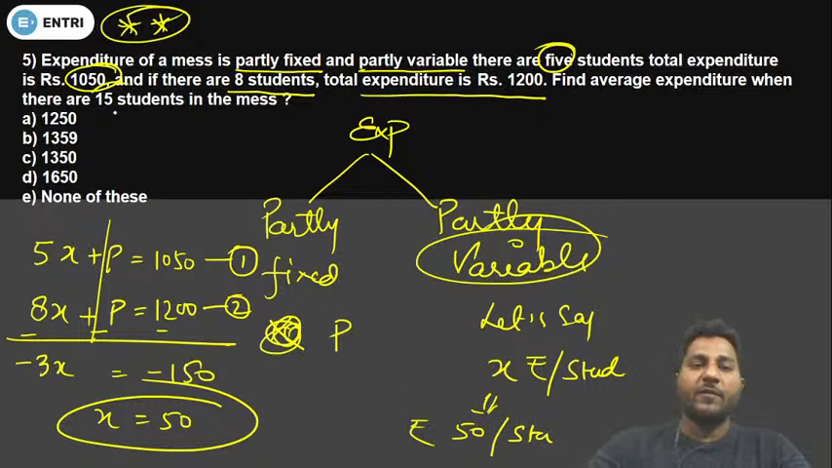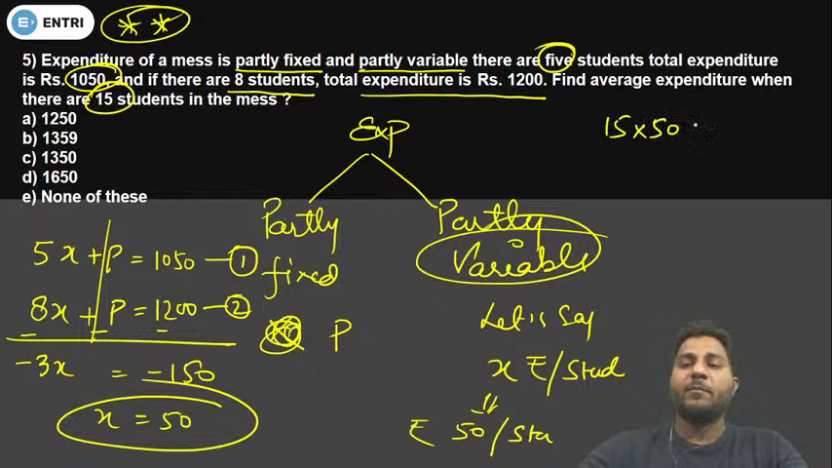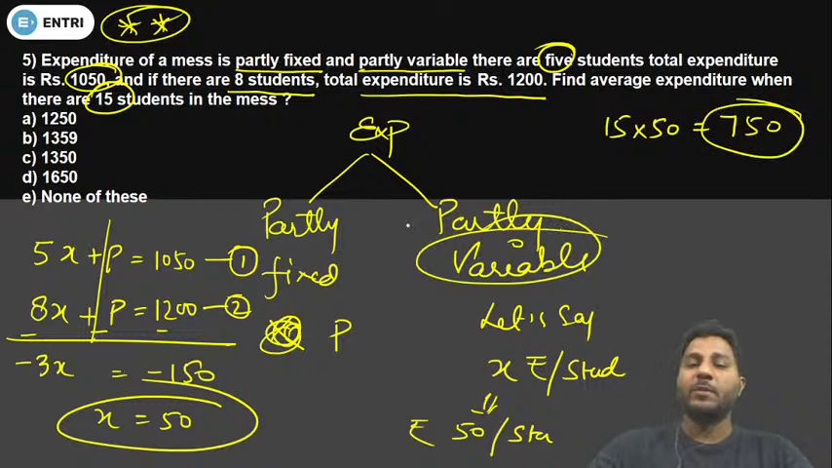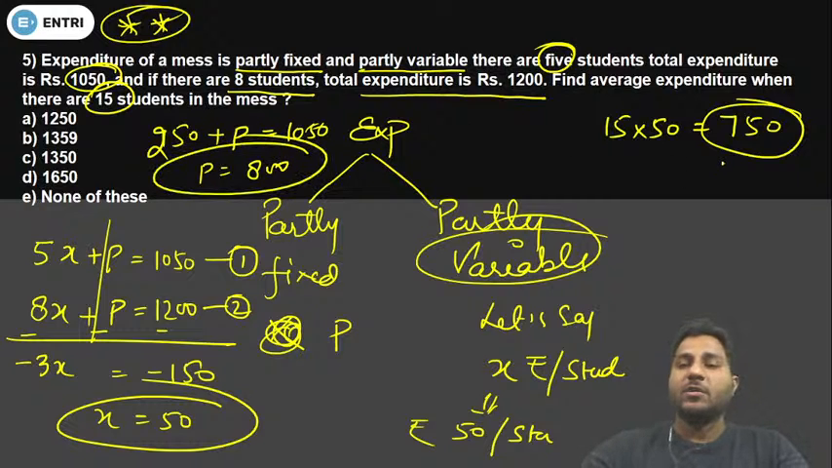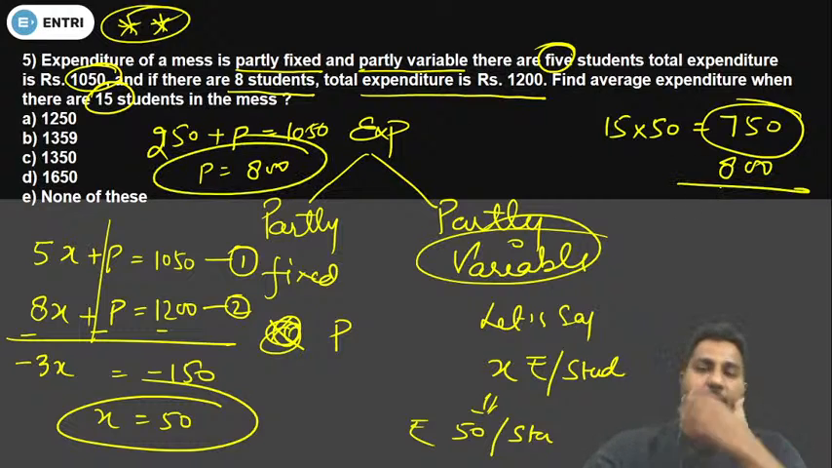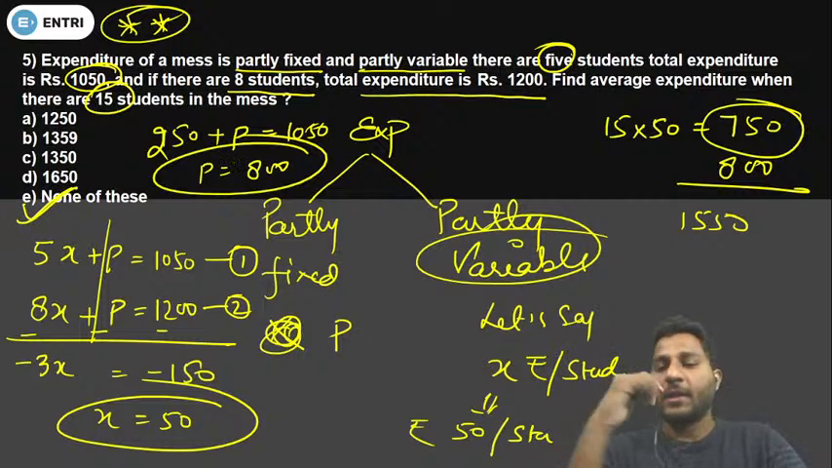Now for 15 students, it will become 15 into 50, but this will be only the variable one. Now what would be the fixed one? Let's say, put it here, 250 plus P equals 1050. That means P will be arrived as 800. Now you have to add 800 as well. 750 plus 800 is 1550. That means your final answer would be none of these.